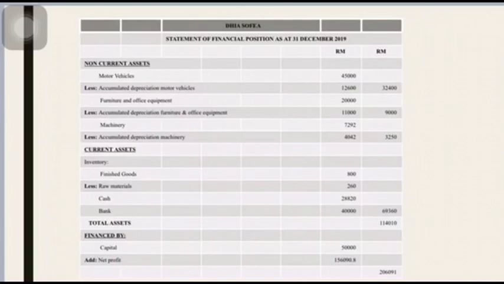Our current assets: inventory, finished goods 800, raw materials 260, cash 28,820, bank 40,000, equal to 69,360. Our total asset is 114,010. Financed by capital 50,000, plus net profit, that is 156,090.80.